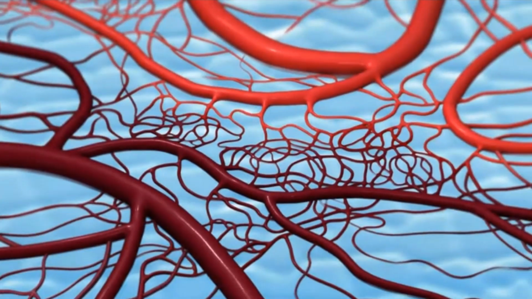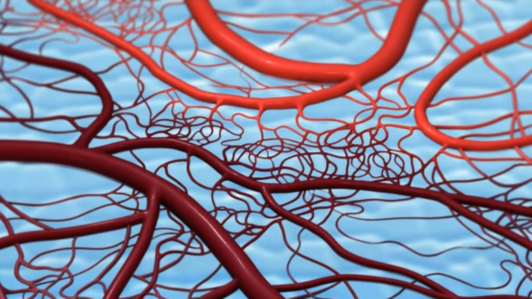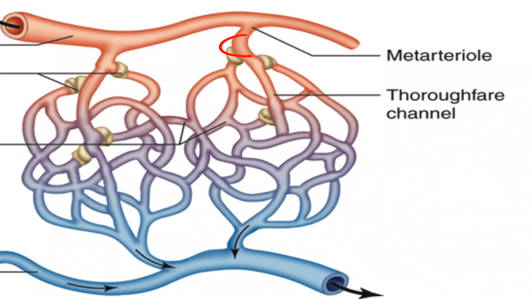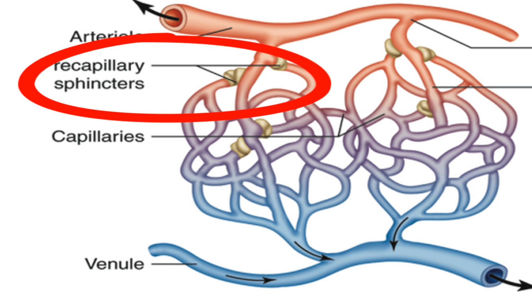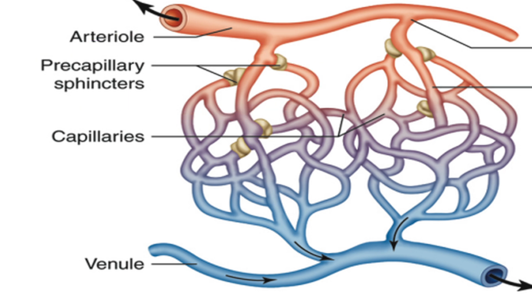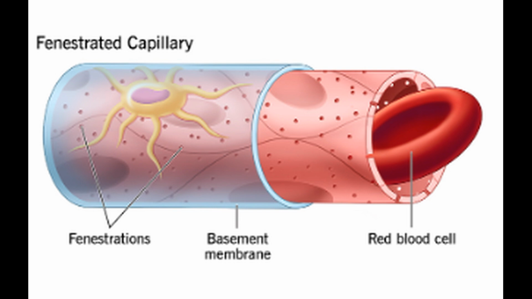Let's get started. Capillary beds play a crucial role in microcirculation. Blood enters capillary beds through small vessels called metarterioles, which then branch into capillaries. At the junction of arterioles and capillaries is a precapillary sphincter, a smooth muscle band that regulates blood flow. True capillaries consist of a single layer of endothelial cells without any smooth muscle.